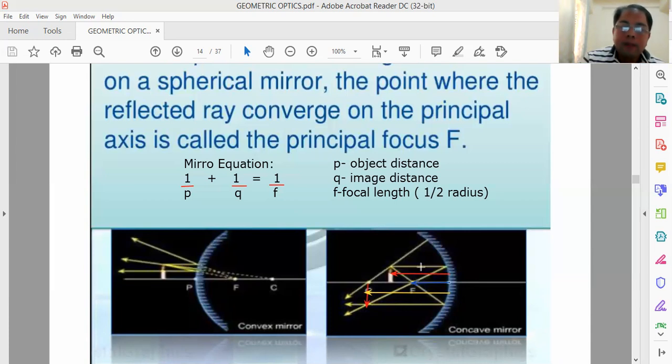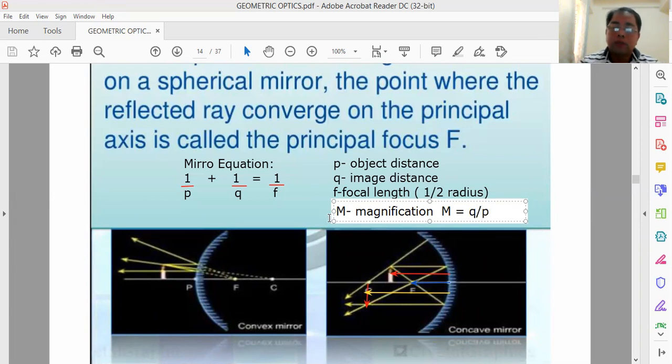Now, how do we know that there is magnification or reduction of images? There's also this value called M, called magnification. Magnification is a value that we can solve by dividing Q over P. The ratio of Q divided by P gives you an idea whether the image is large or smaller. So that is the magnification principle. Okay, any questions so far?